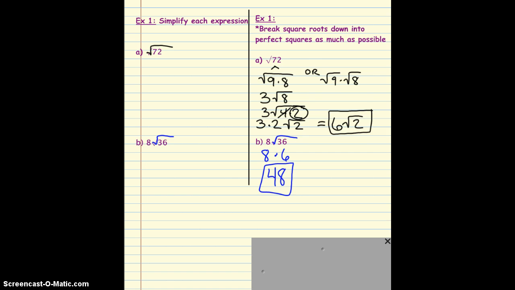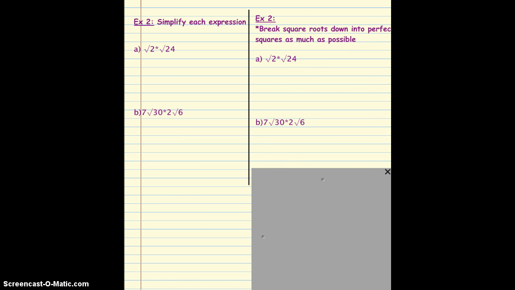Oops, wrong way. Let's try this way. All right, example number 2. Example A, we've got square root of 2 times the square root of 24. With these square roots, it is okay to multiply them directly across. So square root of 2 times square root of 24 gives us the square root of 48.